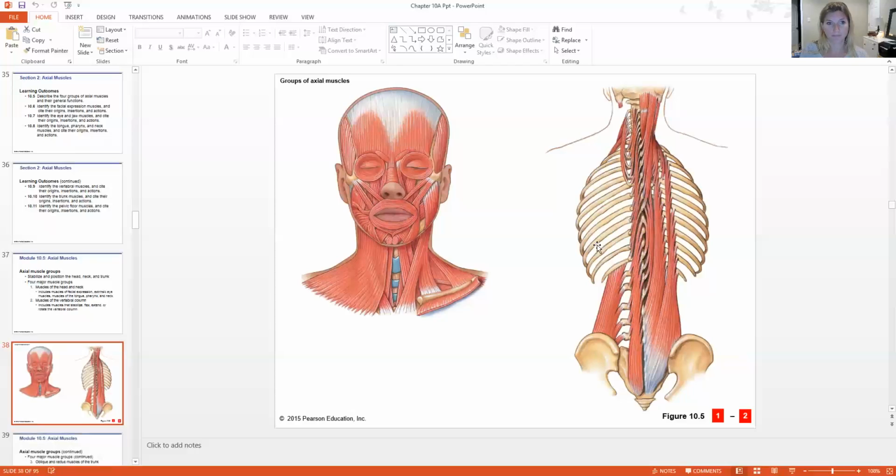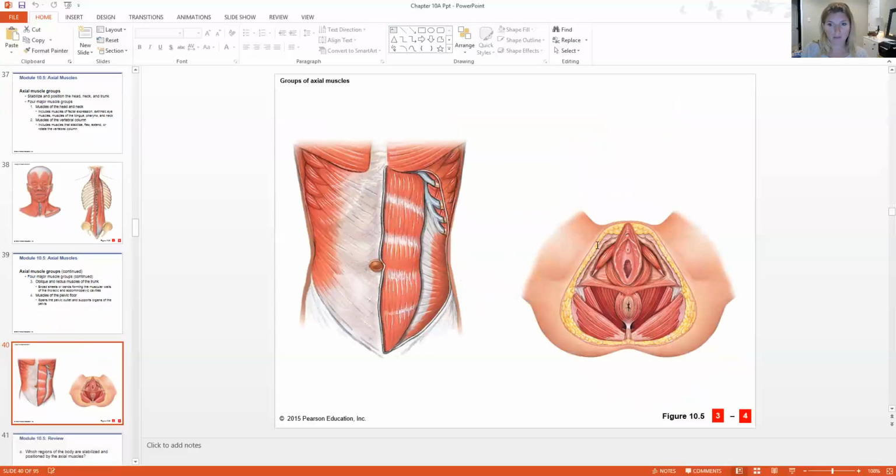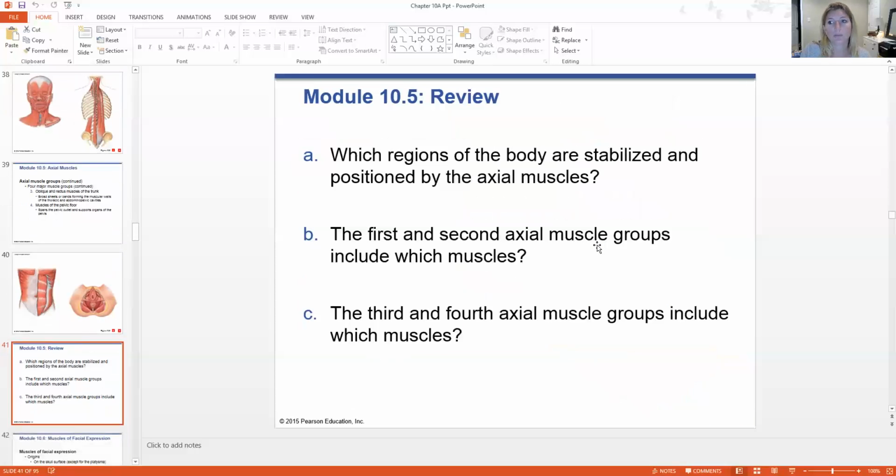There you see them. You also have your oblique and rectus muscles of the trunk. These are your abs, right? These are broad sheets basically forming that ventral wall of our abdomen. And then muscles of the pelvic floor, which support all of the organs in the pelvis, holding them up like a little basket. You can't see my hands. There you go. All right, you can pause the video here, go back and review.